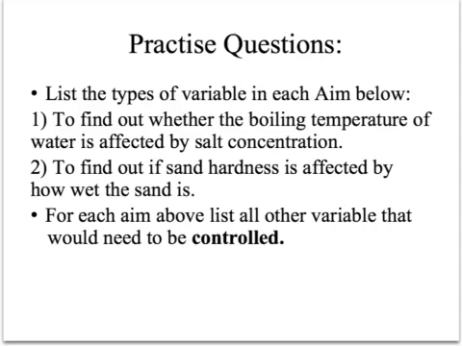Right, so now the next question, for each of these two aims, you need to make a list of all other variables that would need to be controlled. That means during a fair test you would have to consider other variables that need to be kept the same. So make a list for the two aims above that you consider other variables important that need to be controlled. Do that now, then pause the video.